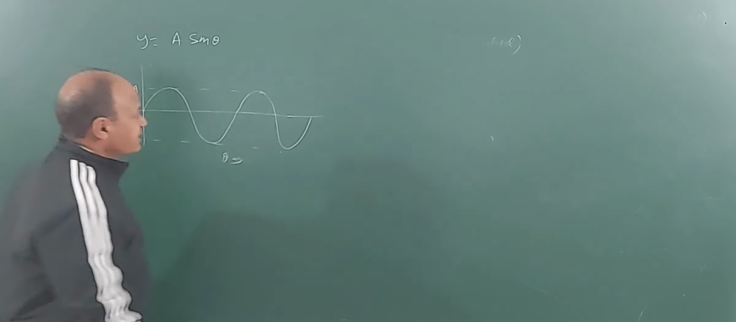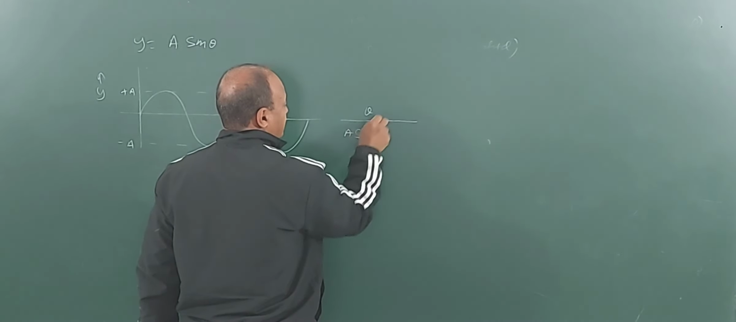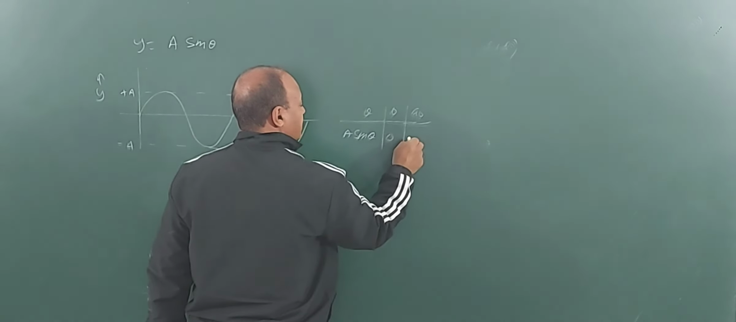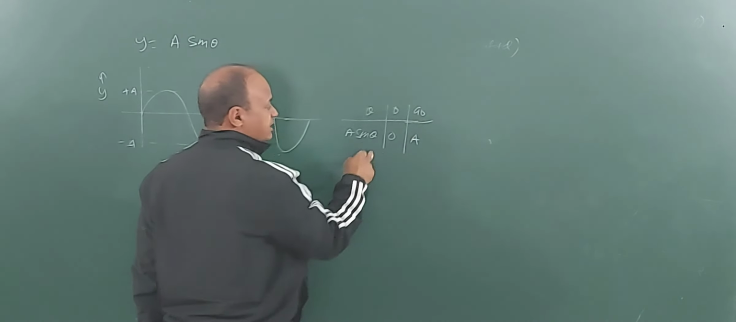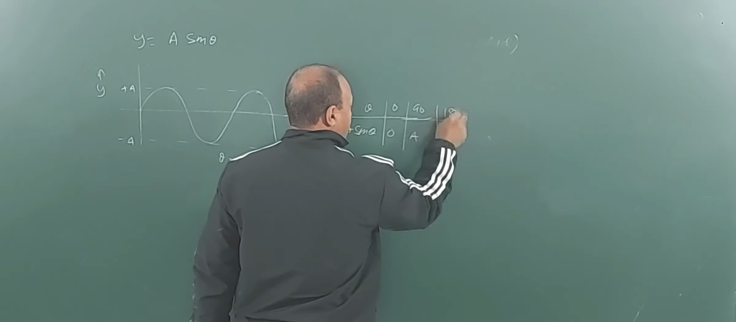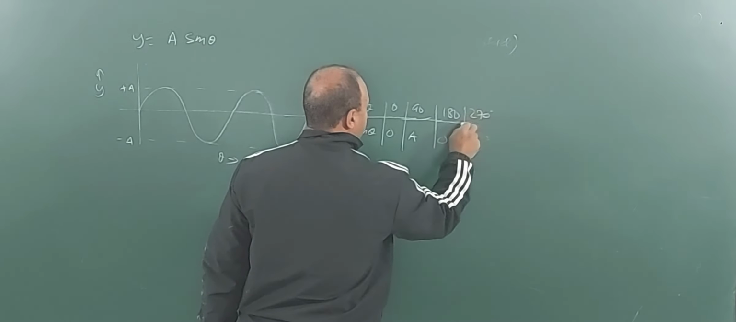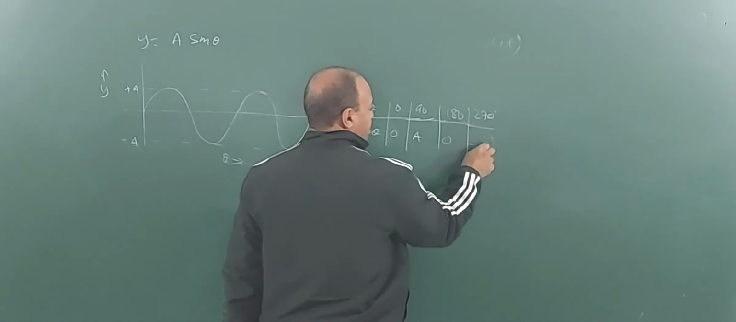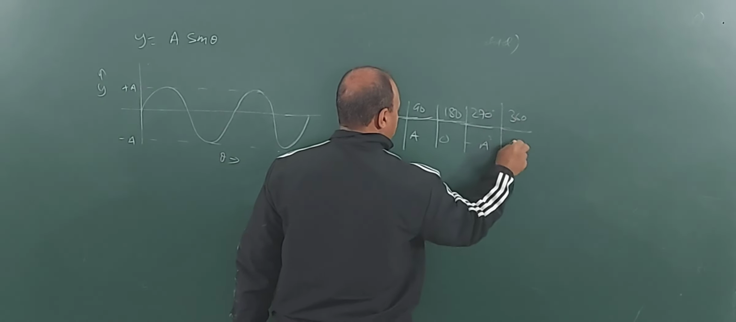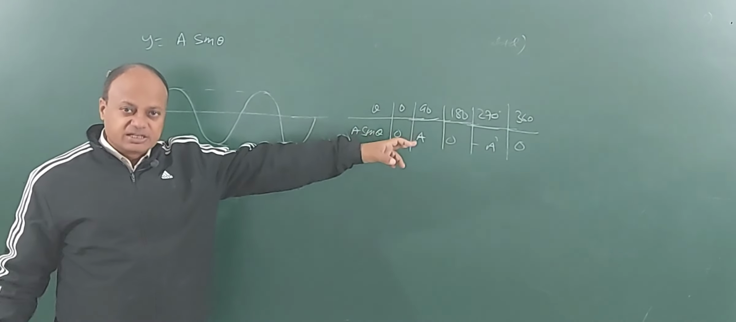And this I will write and show it to you. Theta and a sin theta value. Theta is 0, then 0. 90 degrees means a, because sin theta is 1. And if I put 180 degrees, sin 180 is 0. 270, sin 270 is minus 1, so minus a. And 360 degrees, sin 360 is 0. So a complete revolution means moving from 0 to 360 degrees.